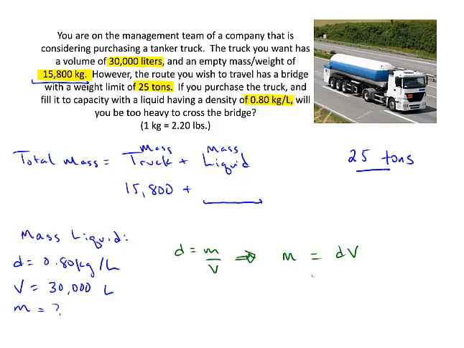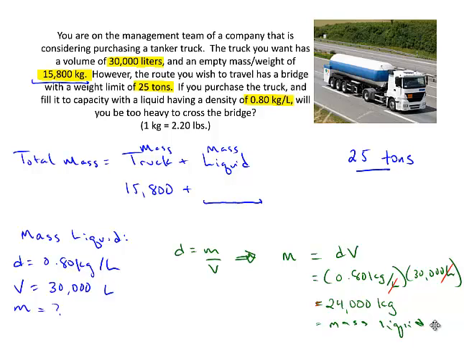So now we can plug our numbers in. We have a density of 0.80 kilograms per liter. We have a volume of 30,000 liters. Again, just like we did before, we can cancel out the liters. And so this is going to give us 30,000 times 0.8, which will give us a value of 24,000 kilograms. That is going to be equal to the mass of the liquid.